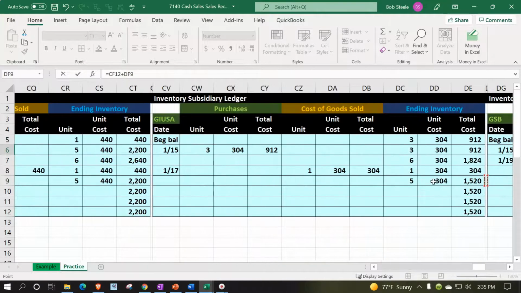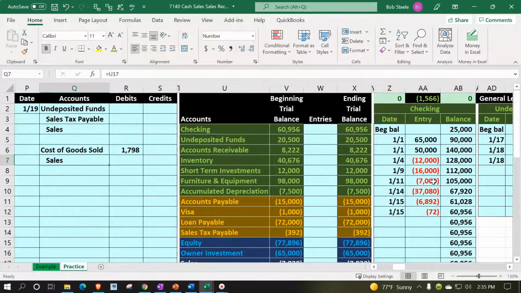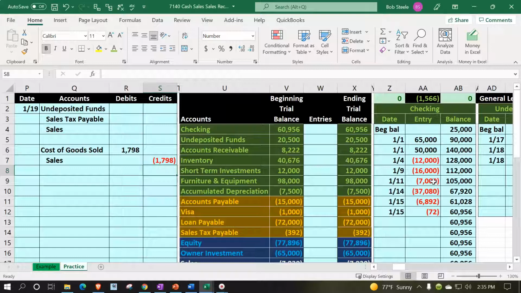If I could find it again, because I had trouble last time. Found it, no problem. And 598. So there it is. So there it is.